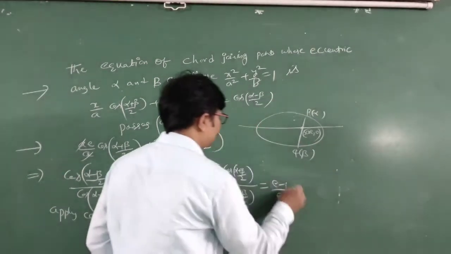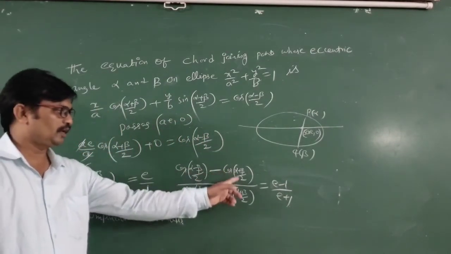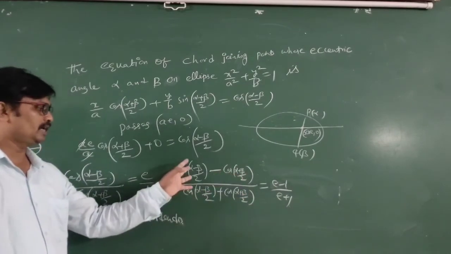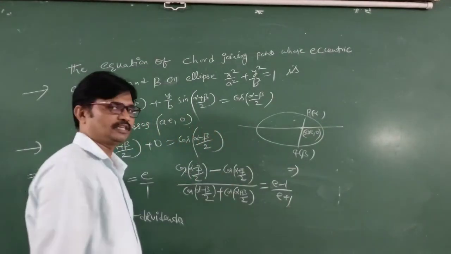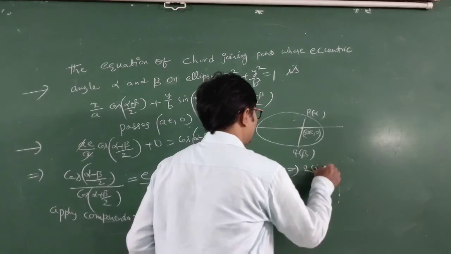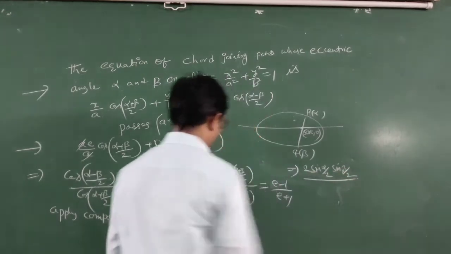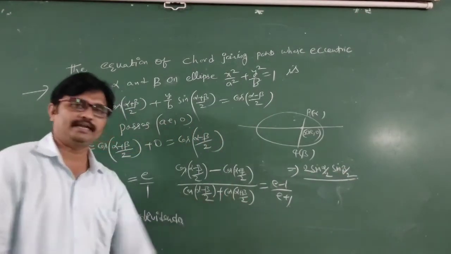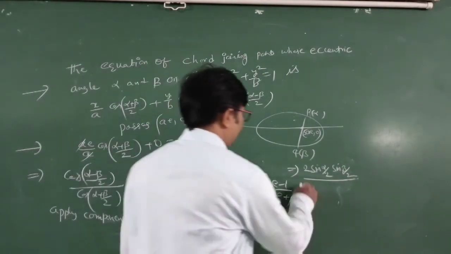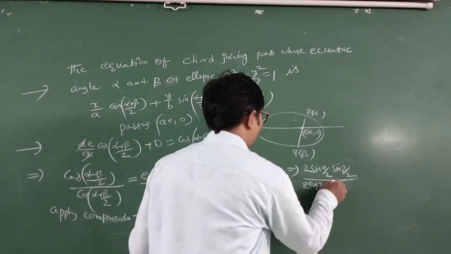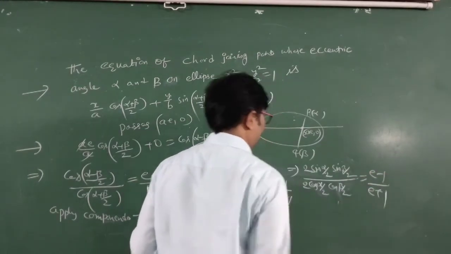So students, what we observed here: this is alpha by 2 minus beta by 2, and this is also alpha by 2 plus beta by 2. This is cos(A minus B) minus cos(A plus B), which is 2 sin A sin B, so 2 sin alpha by 2 into sin beta by 2. After that, cos(A plus B) plus cos(A minus B) is 2 cos A cos B, so 2 cos of alpha by 2 cos beta by 2. This is e minus 1 by e plus 1.